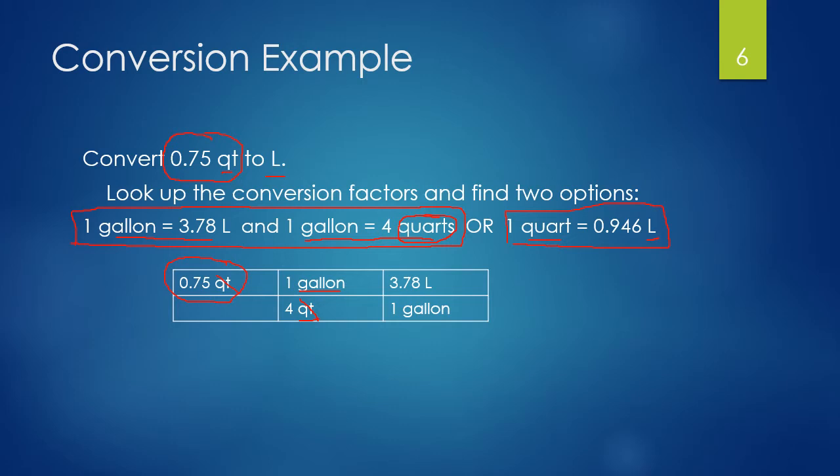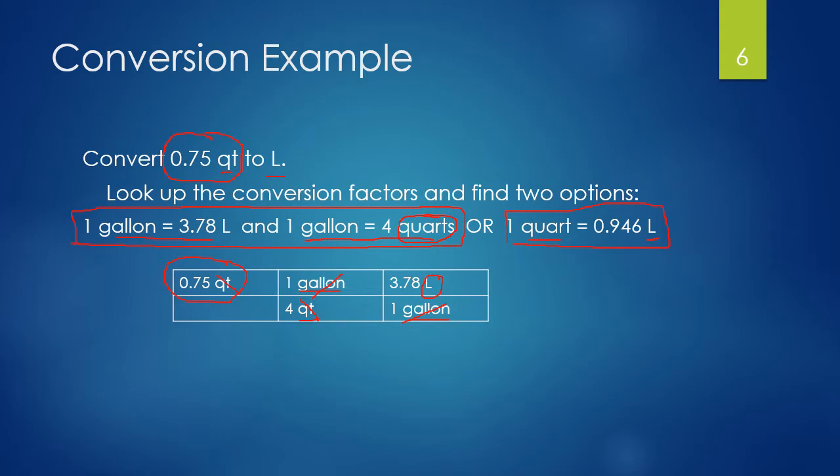We don't want our answer in gallons though, so we're going to continue on using the second conversion factor, where 1 gallon is equal to 3.78 liters. When we're using that conversion factor, we're going to put gallons on the bottom in the denominator so that the gallons now cancel. So now I've canceled all the units. My answer, once I do my multiplication and division, will now be in liters.